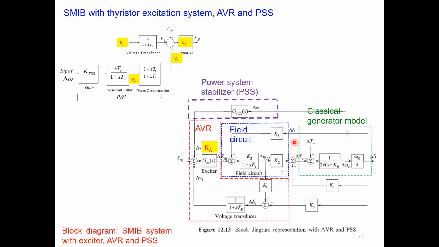Then again, the generator representation could be something different in the field circuit part. When you look here, this is the field circuit part. What you have here in the field circuit part is, let's say, some constant here. This is K3 divided by 1 plus sT3. What does this mean? If you have the representation of this field circuit in this form, what does this mean?